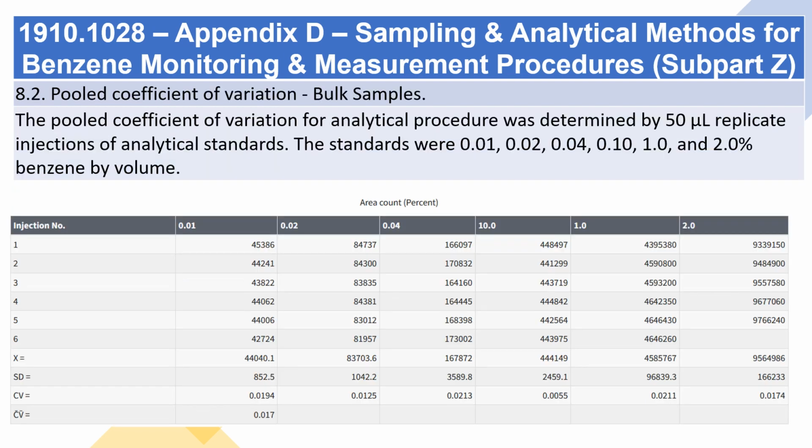8.2 Pooled coefficient of variation, bulk samples. The pooled coefficient of variation for the analytical procedure was determined by 50 µL replicate injections of analytical standards. The standards were 0.01, 0.02, 0.04, 0.10, 1.0, and 2% benzene by volume.